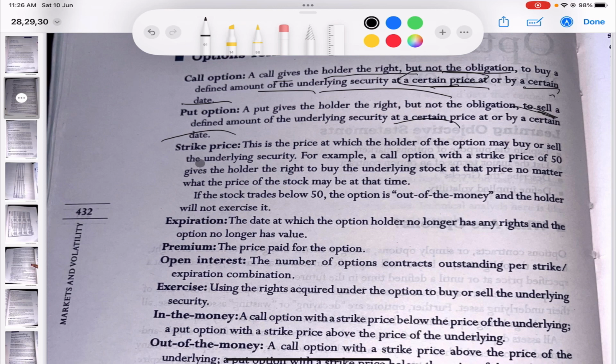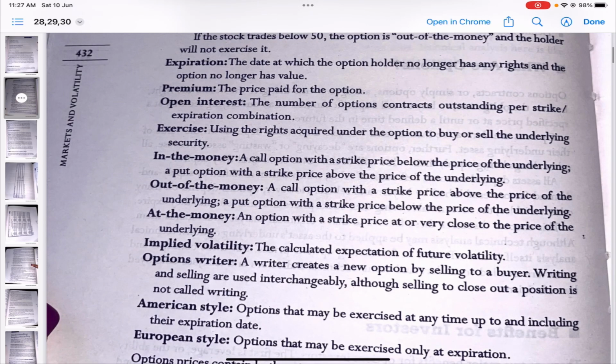We will discuss that also. For now, let me just go through the terminologies. Expiration. As I have just mentioned earlier, options expire. There is an expiry date for options, right? So there is a date at which the option holder no longer has any rights and the option no longer has any value. Alright.